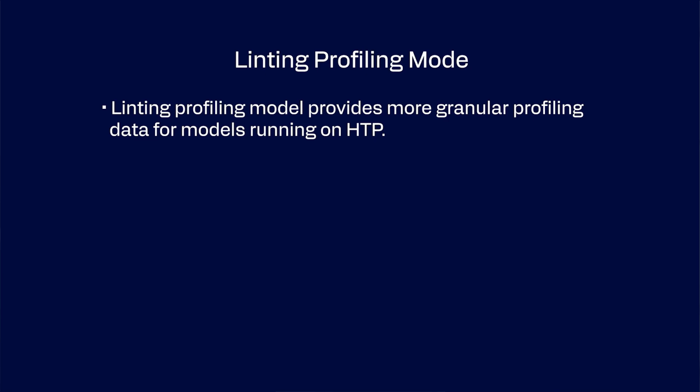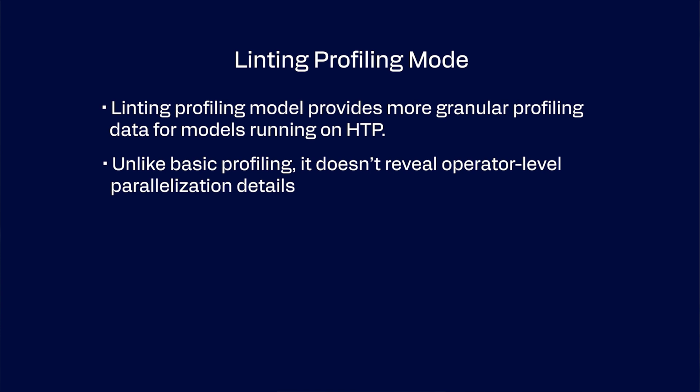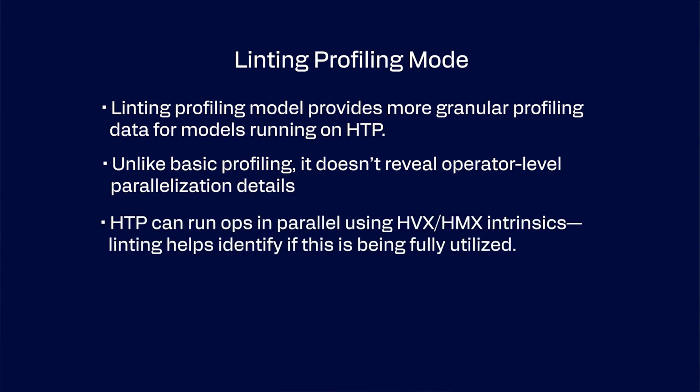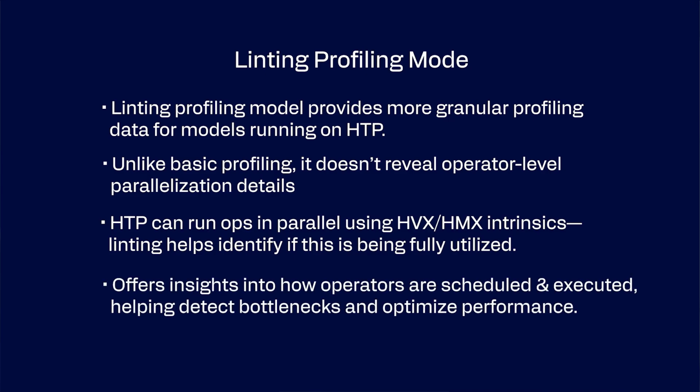In previous profiling levels, we know relatively how much time or number of cycles is spent at each operator within a network. It doesn't provide information on any op parallelization details. As HTP can execute operators in parallel using HVX, HMX intrinsics, it makes more sense to check if there are any ways we can further optimize the parallelization of operator execution. Linting Profiling Mode gives us insights into such profiling data so we can understand how HTP schedules operators within the model and possible ways to optimize if there are any bottlenecks.